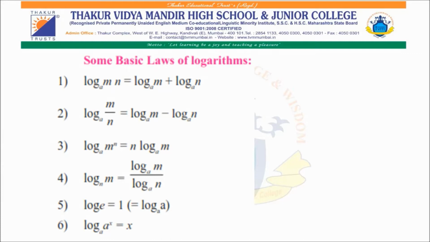Fourth is log m to the base n. This is the change of base law: log m upon log n to the base a. Log e is equal to 1 and also log a to the base a is equal to 1. If we are finding the log of any number to the same base, then its value is 1. Then log a raised to x to the base a is also equal to x. Remember all these laws.